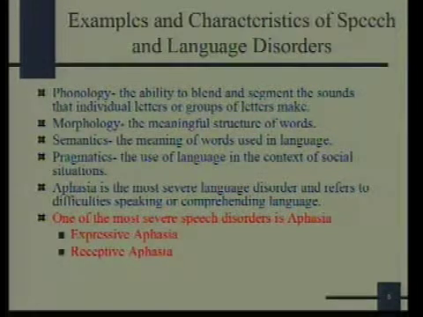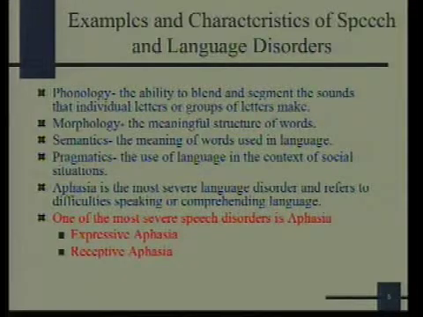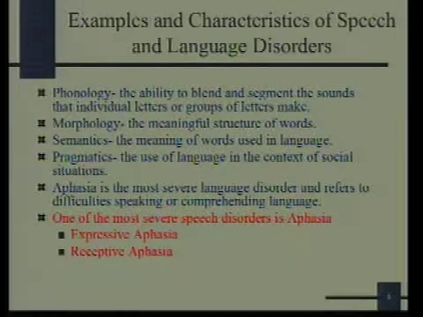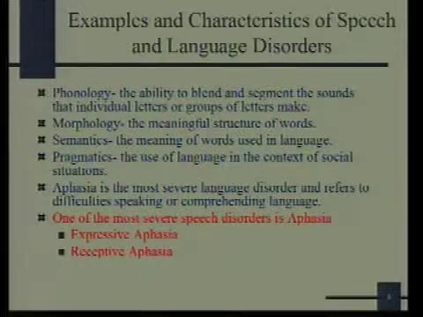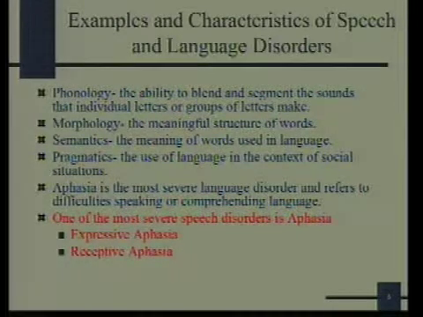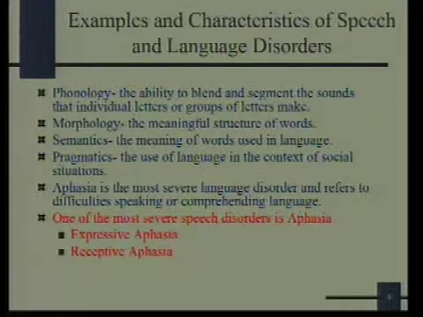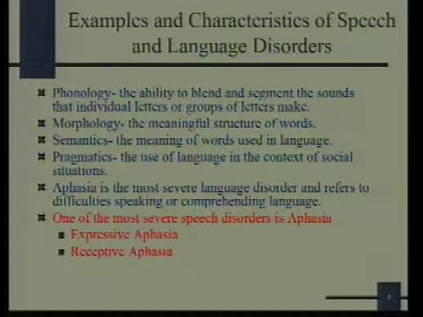Phonology is the first one. They may have difficulty blending and segmenting sounds that the individual letters or groups of letters are made up of. Morphology is in the meaning and structure of words. They know the word, but they don't necessarily know how to use the word or structure the sentence in an appropriate way, grammatically. Pragmatics are the use of a language in a social context.